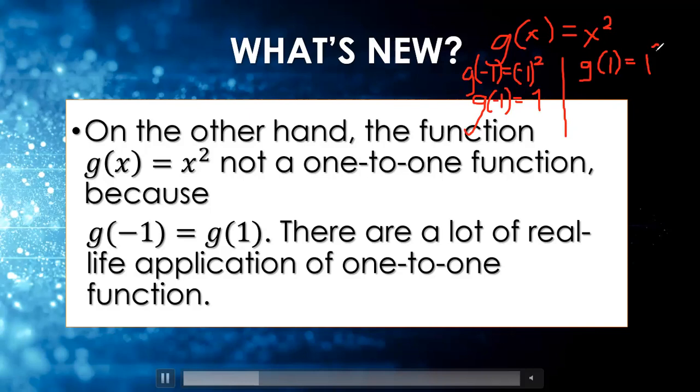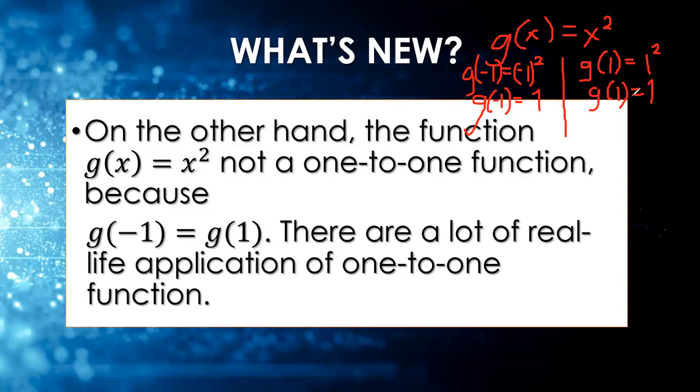Okay. So, for g of 1 naman, that is 1 squared. G of 1. Okay, 1 squared is still 1. Okay po? So, sa x values na negative 1 at saka 1, so parehas po sila na 1 yung answer or 1 yung y coordinate. Okay? So, parang nag-share sila again kay 1. So, this g of x is equal to x squared is not considered a one-to-one function.